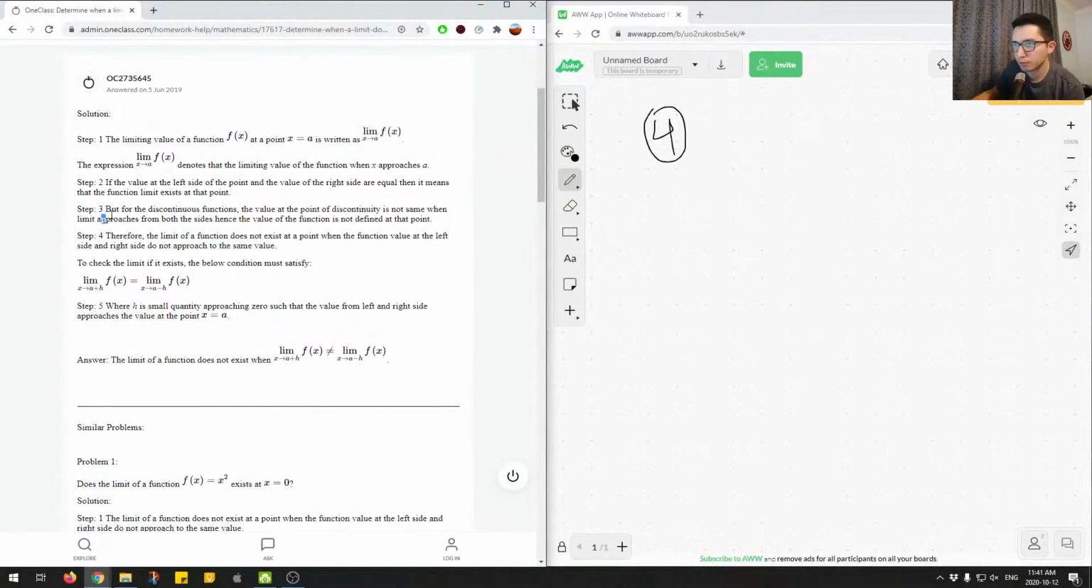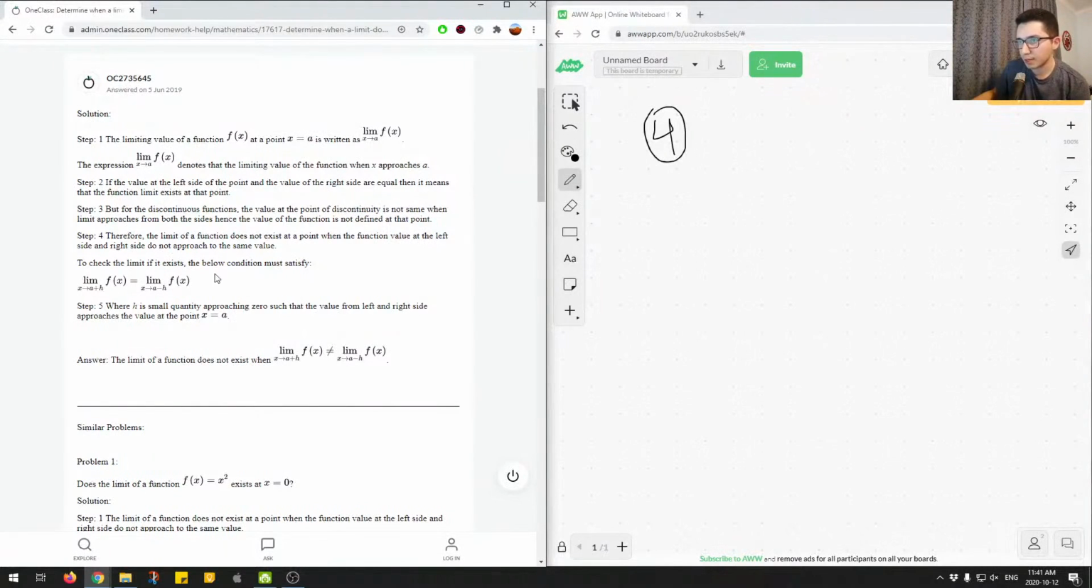This is also true, but for a discontinuous function, the value at the point of discontinuity is not the same when the limit approaches from both sides, hence the value of the function is not defined at that point. Therefore, the limit of the function does not exist at a point when the function values at the left and right side do not approach the same value.